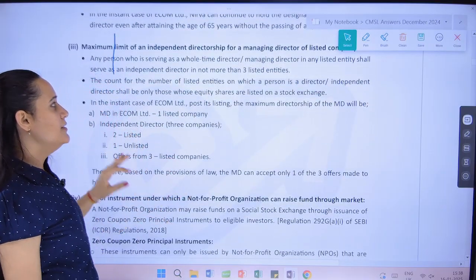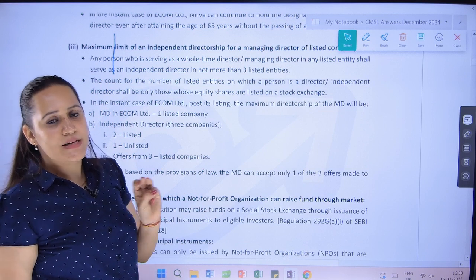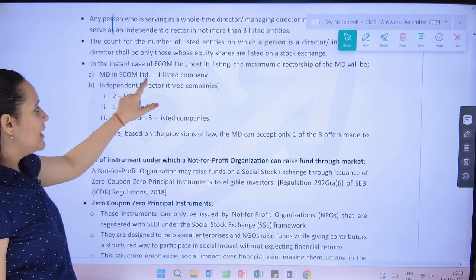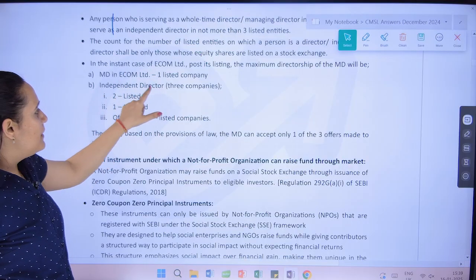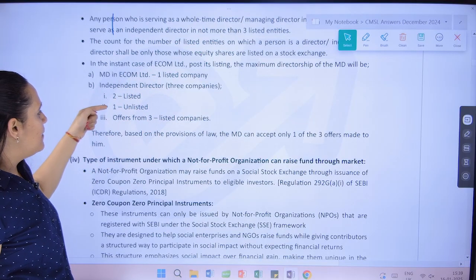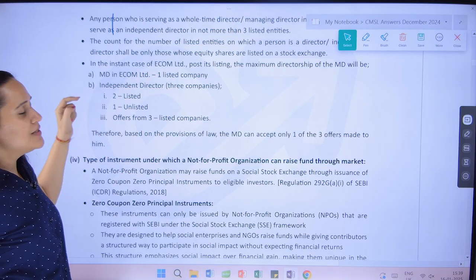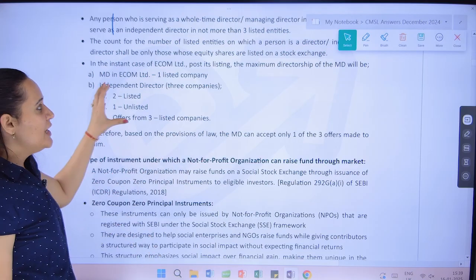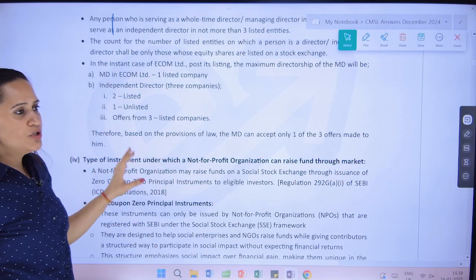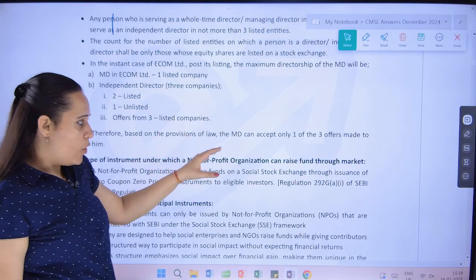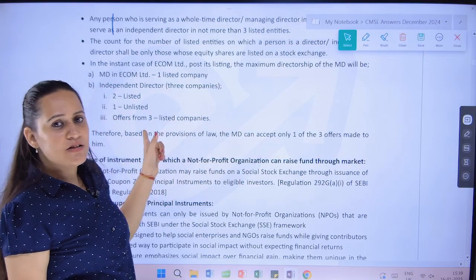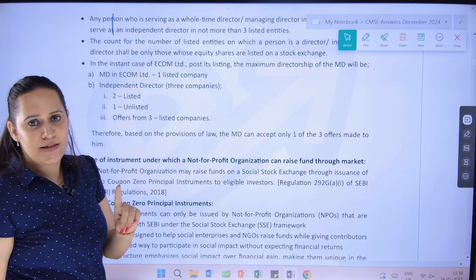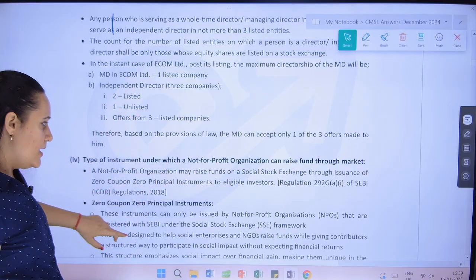Next, what is the maximum limit of independent directorship for a managing director? Like I told you, not more than 3 listed companies he can be an independent director, but in the instant case he is already a managing director of Ecom Limited. He is independent director of 3 companies, 2 unlisted companies, 2 listed companies, 1 unlisted company, and offers from 3 other listed companies. So keeping the provision in mind, you can give a conclusion that based on the facts and the provision of law, he can accept only 1 of the 3 other offers that he is given, because the maximum limit is 3 independent directorships in listed entities. So that is going to be the answer.